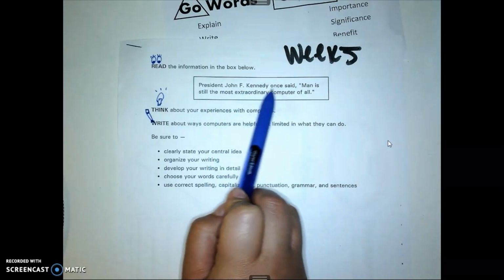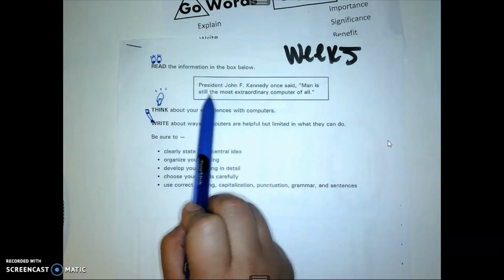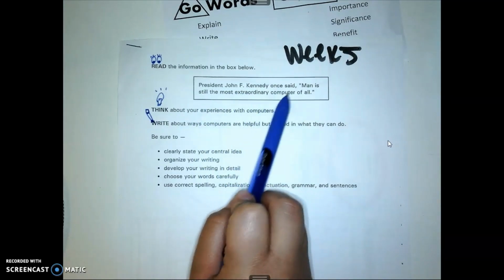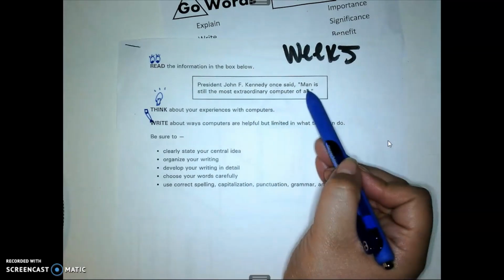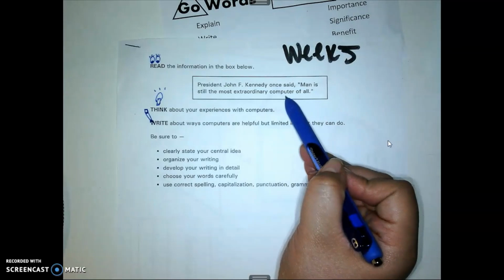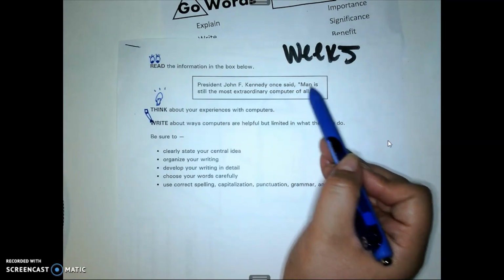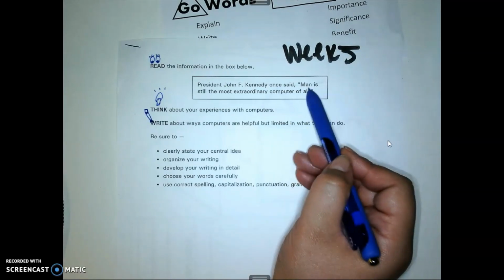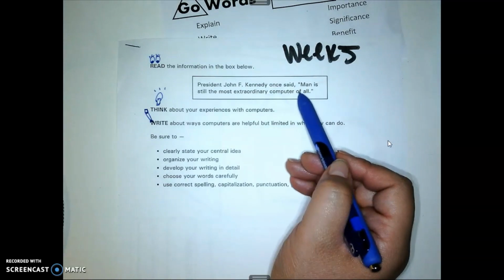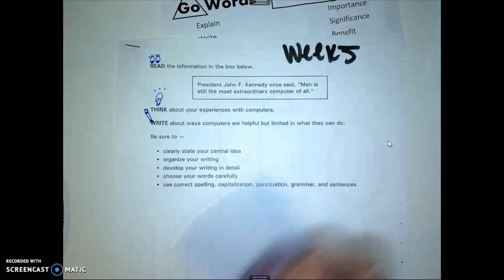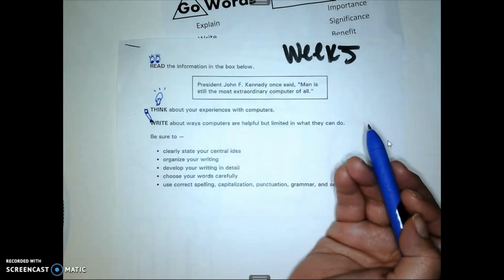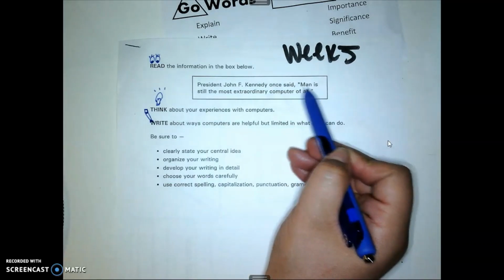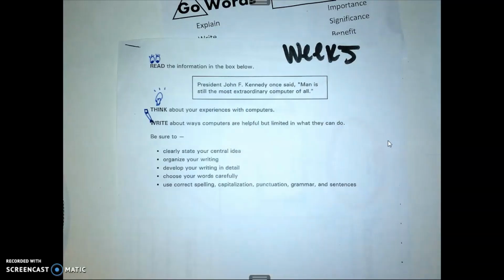President John F. Kennedy once said, "Man is still the most extraordinary computer of all." Okay, so it seems like he's talking about computers and humans. Usually when somebody says man, they don't just mean men or males. They just mean humans in general. So that's what he means there. He's basically saying humans are the most extraordinary computer of all.